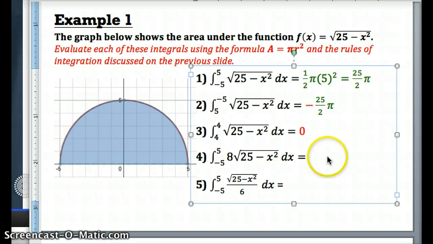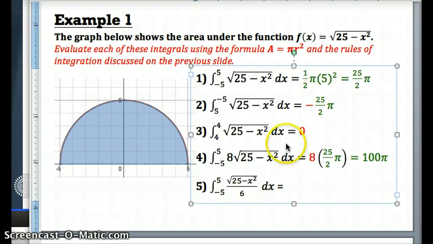In number 4, we've got the same function as in number 1 with the same terms of integration, except we're multiplying by a constant number 8. So the numerical value of the integral is just 8 times the value of the original.